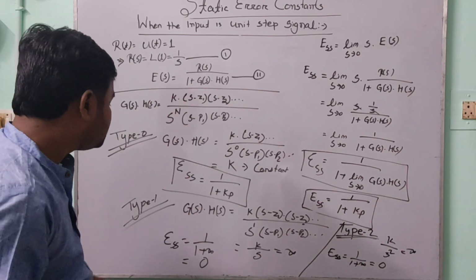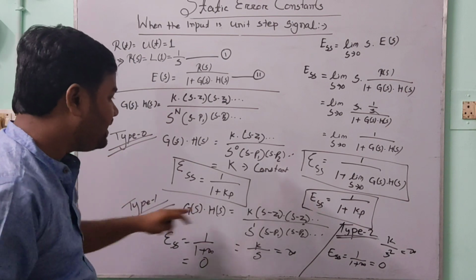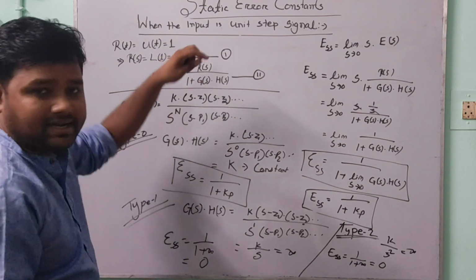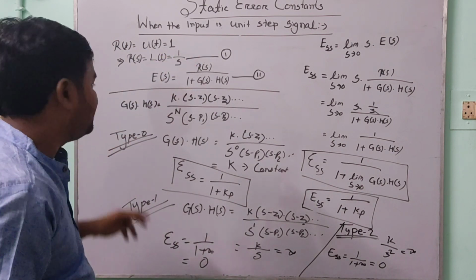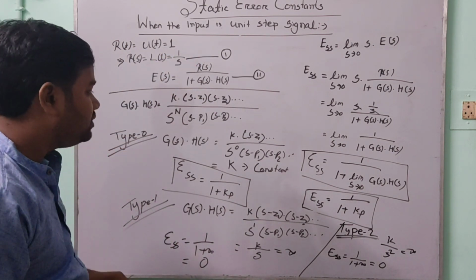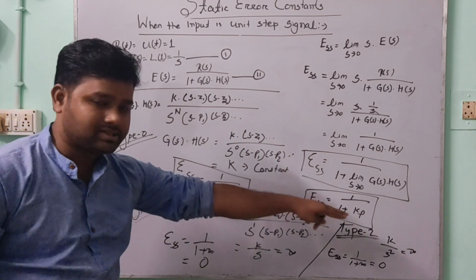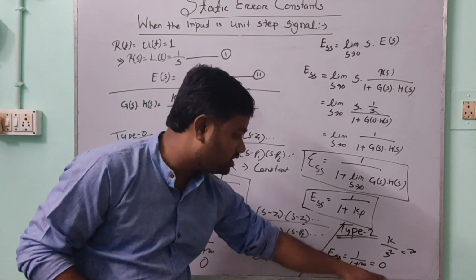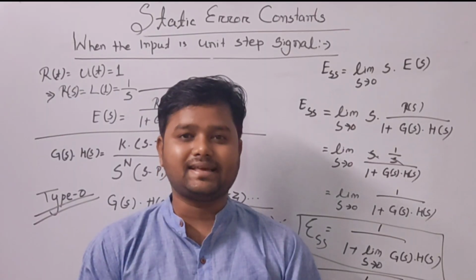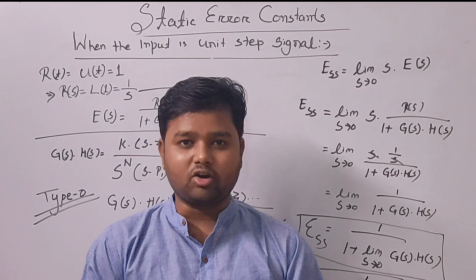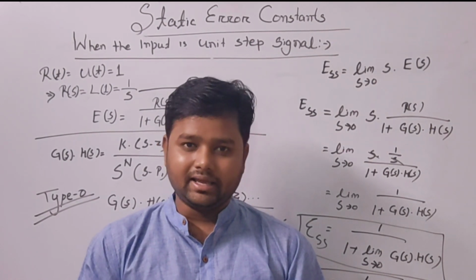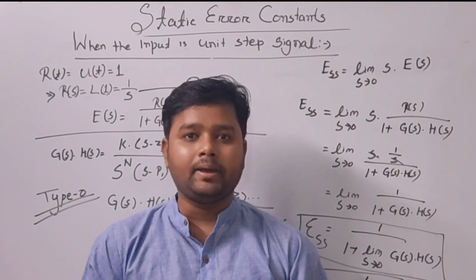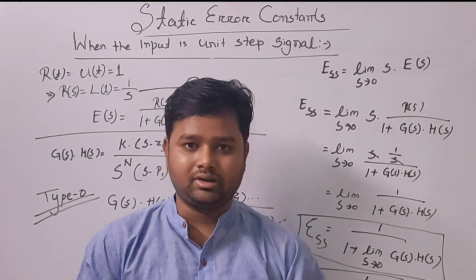In this class, we have studied, for type 0, type 1 and type 2 systems, what is the steady state error. So we got that for type 0, the ESS value is constant, that is 1 by 1 plus Kp. For type 1 system, the error is 0. For type 2 system, the error is also 0. In this class, we have studied about the static error coefficient for unit step signal. In the next class onwards, we will study about the static error coefficient value for unit ramp signal and unit parabolic signal. Thank you.